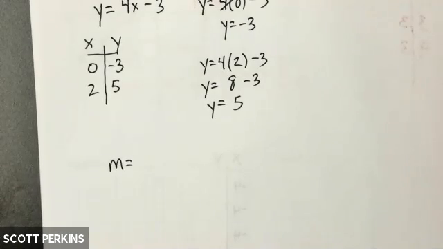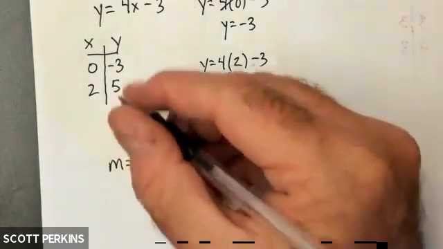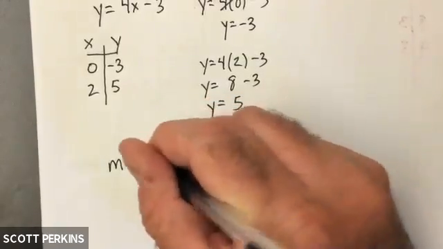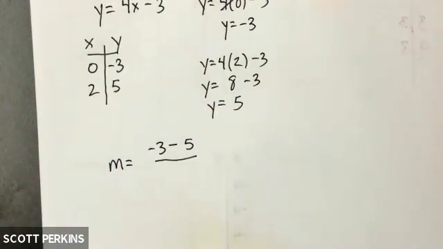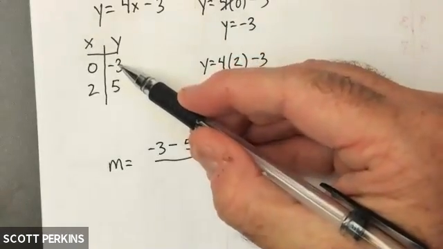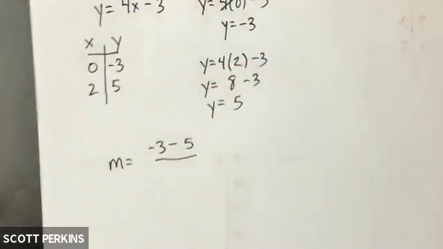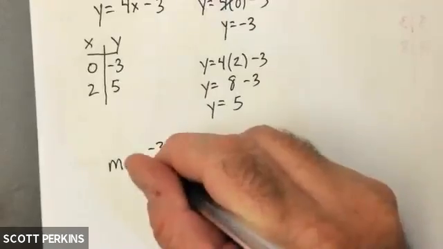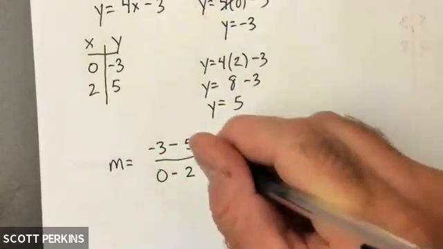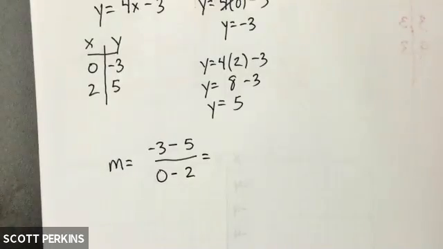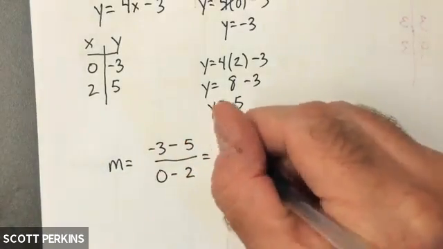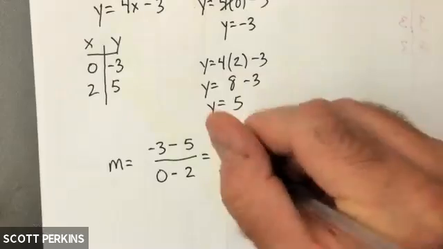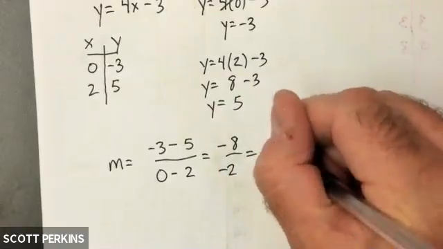So my slope, my change between my y values, is going to be negative 3 minus 5. I started with the top value, negative 3, and then I subtracted the bottom one. So because of that order in my x's, I've got to start with the top value of 0, minus 2. Negative 3 minus 5 is negative 8. 0 minus 2 is negative 2. And I end up with, when I pop that into my calculator, 4.